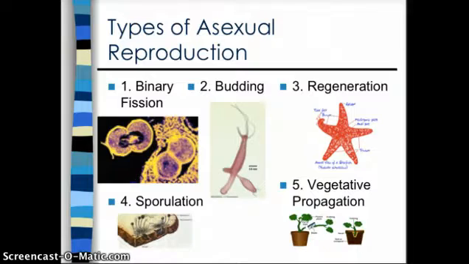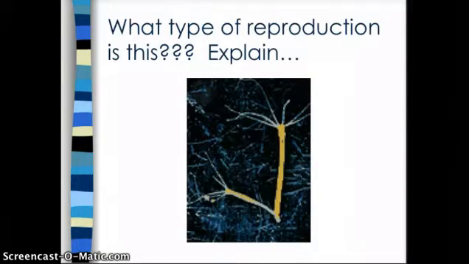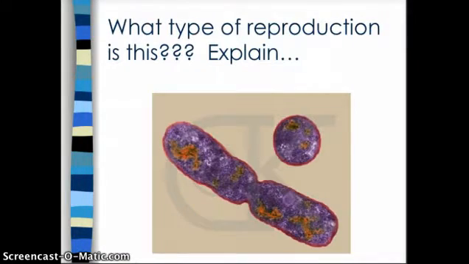Now we're going to have a little bit of a quiz. Let's see how many types of reproduction you can identify correctly. What type of reproduction is pictured here? This is asexual reproduction, and it's also known as budding. And here, this is asexual, and it's an example of binary fission.